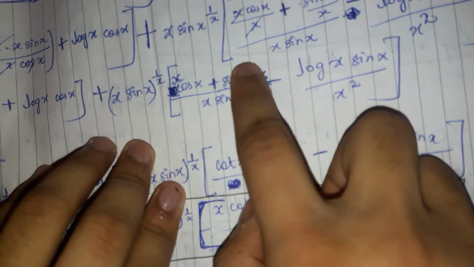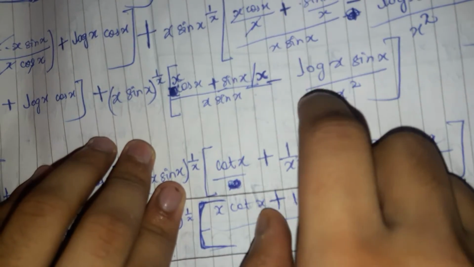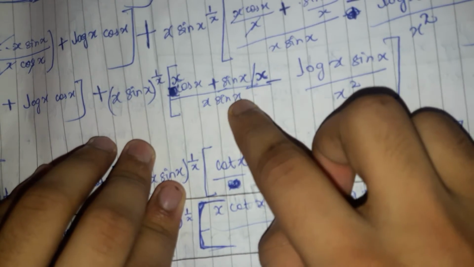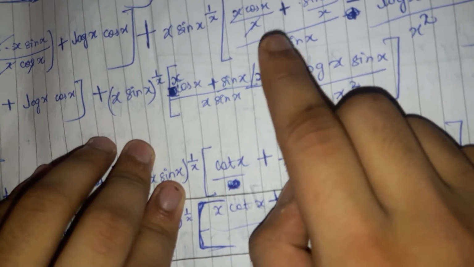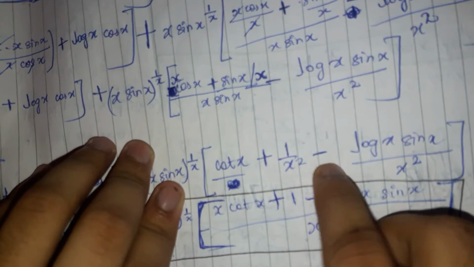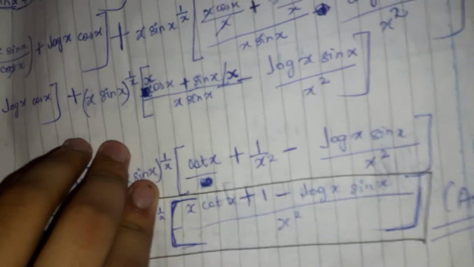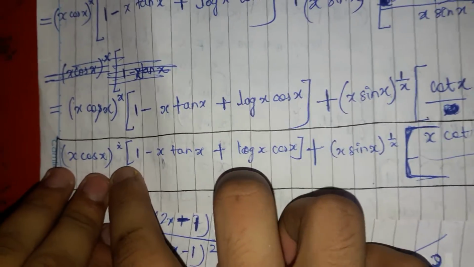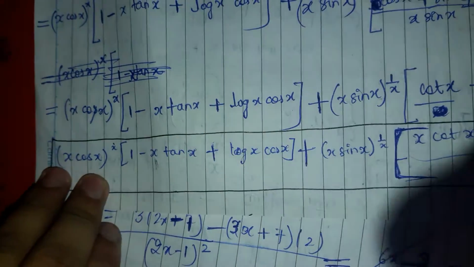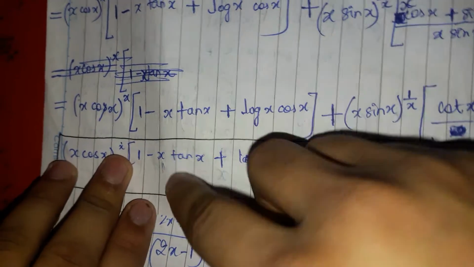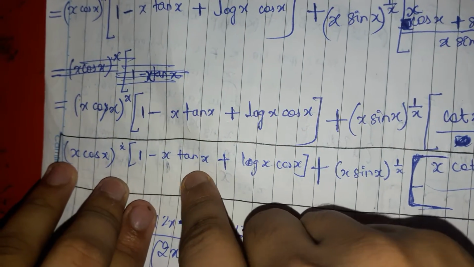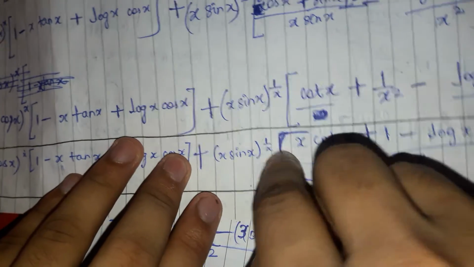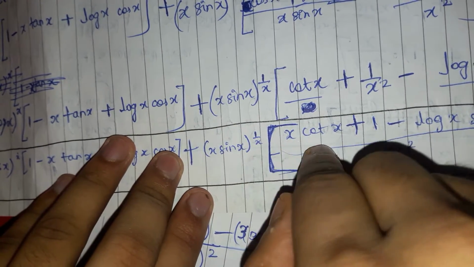You can solve it, sin x upon x multiplied by 1 by x sin x, divide, we have to interchange now. So x sin x cancels, and x upon x, 1 by x upon 1 by x, 1 by x square minus log x sin x. So x cos x to the power x minus bracket 1 minus x tan x plus log x cos x plus x sin x. This is the final answer, x cot x.